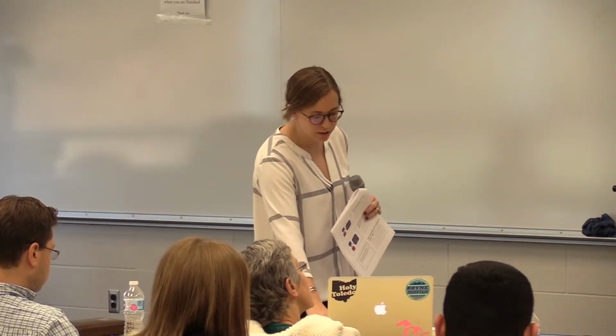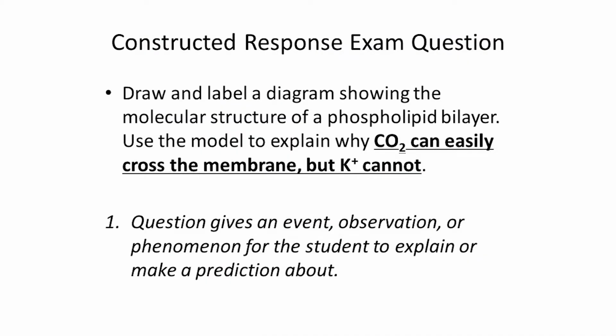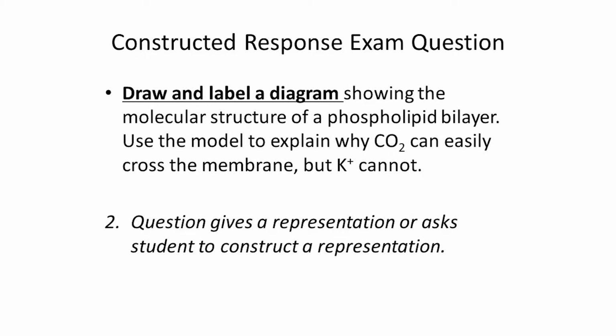So just to quickly go through the criteria: the situation, the event, the observation or phenomenon. Well, some things can go through this bilayer, but others can't. So we would call that the phenomenon, so we get a little check or a gold star for number 1. In this case, the students have to draw and label a diagram. So they're developing this representation, so we'd say that gets a check for number 2.